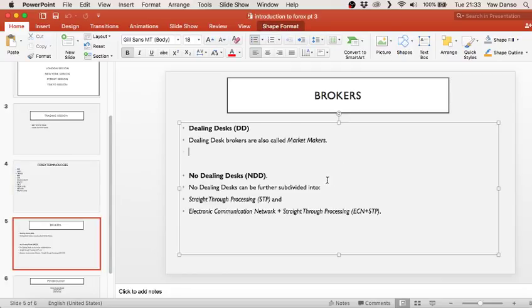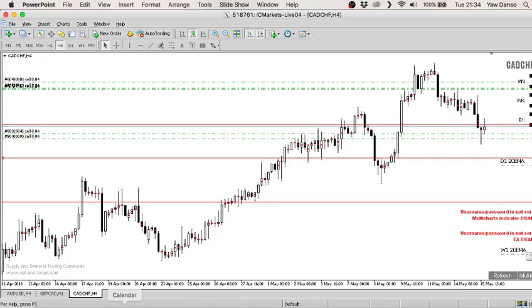Okay. Do we remember this? So the dealing desk or market makers. The market makers are the ones that, when you place your trade, find the opposite side of your trade within their system. So, for example, if you want to buy Euro USD, yeah, let's go Euro USD.